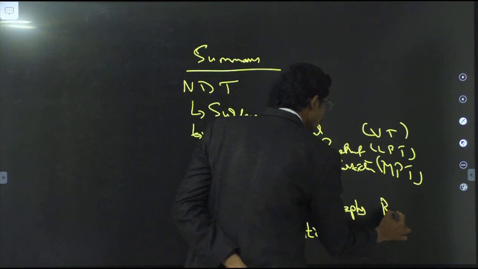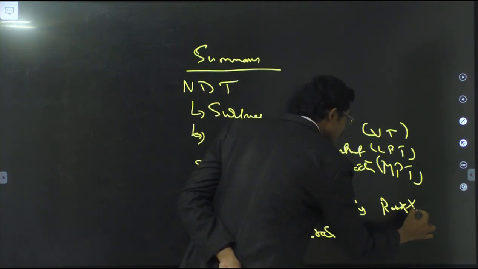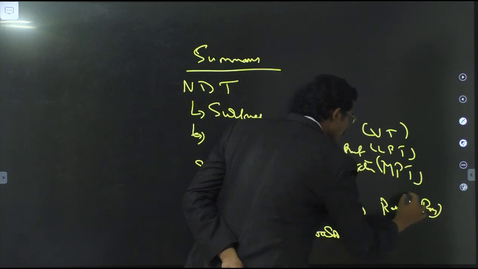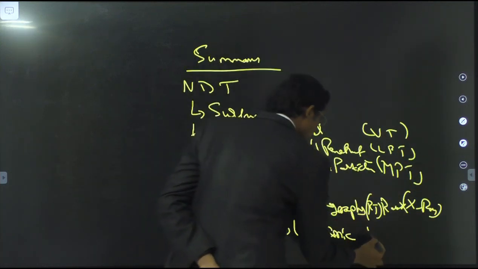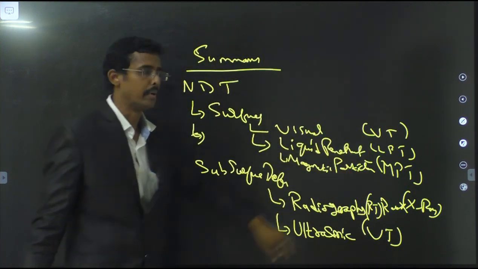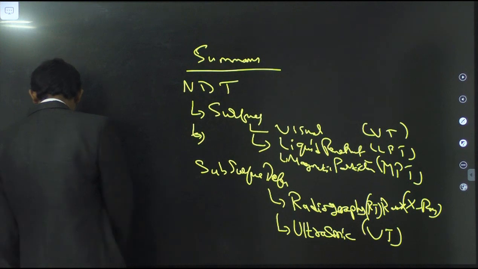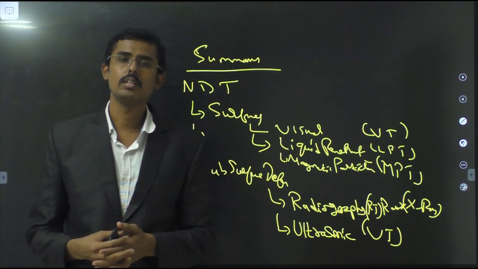So this is about visual inspection, the liquid penetrant test, the magnetic particle test, radiography with X-ray, called RT, and ultrasonic, UT. RT, UT, MPT, LPT. This is how we complete this session. The remaining part of the subject we'll see in the next session.